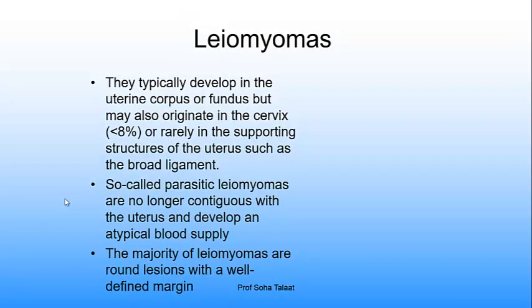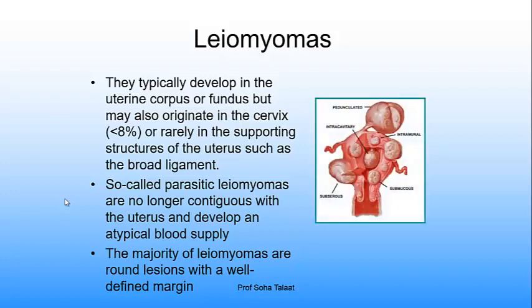But what about leiomyomas? Leiomyomas typically develop in the uterine corpus or fundus and may also originate on the cervix. Sometimes it is called parasitic leiomyoma. It may be parasitic on the surroundings. But what about the intracavitary leiomyoma? This is what we are talking about today.